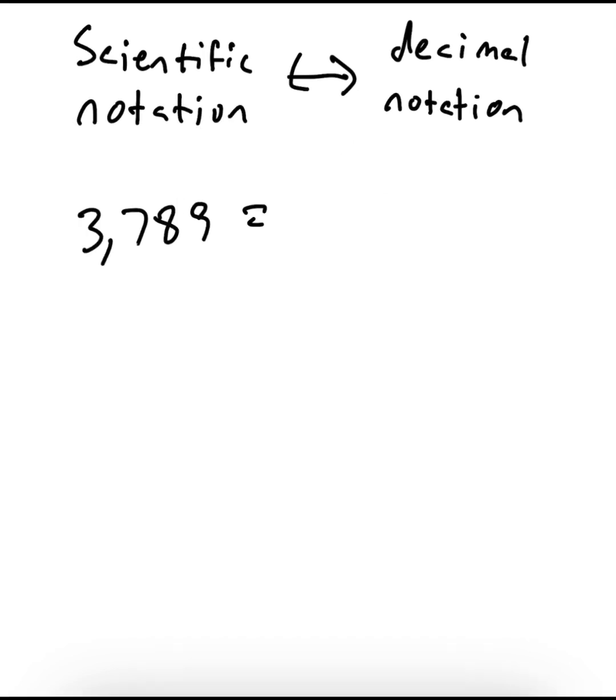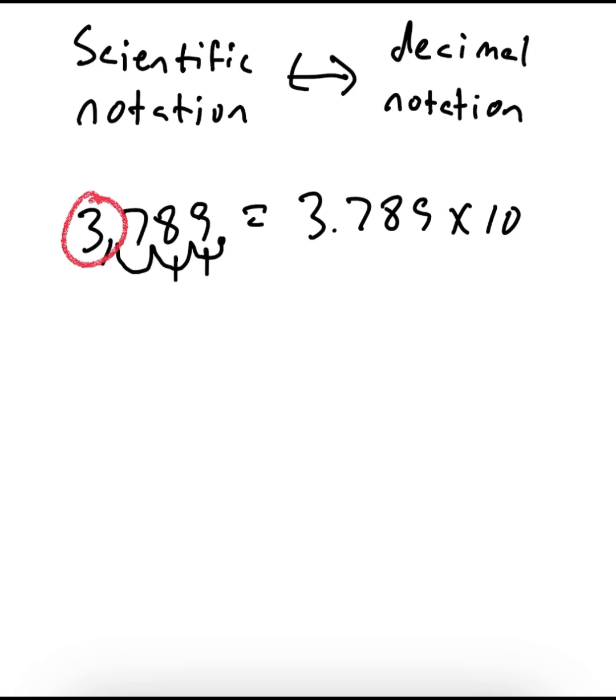Now we have 3,789. So we'll start where our decimal point is, draw arcs to after the first significant figure. So now our answer is going to be 3.789 times 10, and we have 1, 2, 3 arcs to the power of 3.